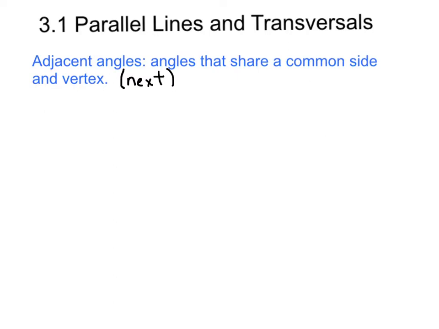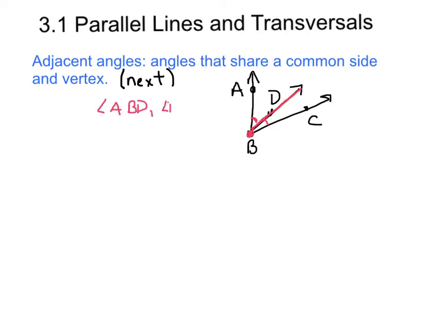So let me draw an example for you. I'm going to draw an angle, and I'm going to call that angle ABC. Now I'm going to cut it into 2 angles, and I'm going to put a point D. These 2 angles that I'm going to put in red, they share a common point, which is the vertex B, and a side, which is the ray. They're next to each other. So angle ABD and angle DBC are adjacent.